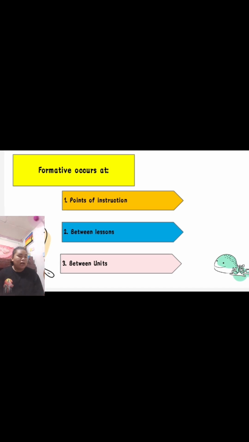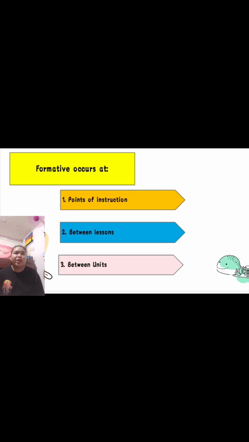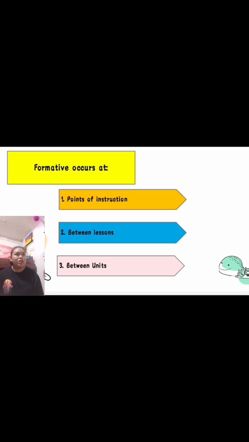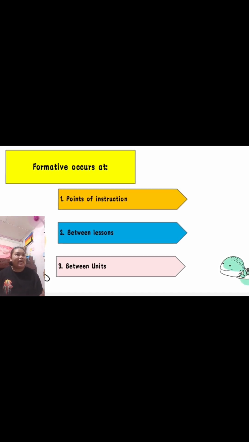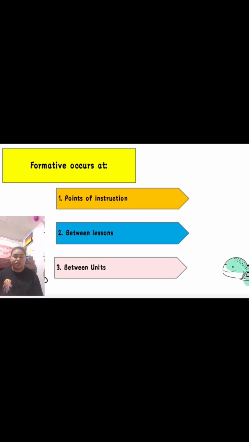So, ang formative assessment ay may tatlong points of instruction. Una ay during instruction. Ang during instruction, ito ay formative assessment na ginagawa sa during instruction. So, ibig sabihin nun, hindi pa tapos ang isang buong klase, hindi pa tapos ang isang buong discussion. Sa gitna ng discussion na yon ay magbibigay ng quizzes ang teacher. Yun ay tinatawag na during discussion or during instruction na formative assessment.